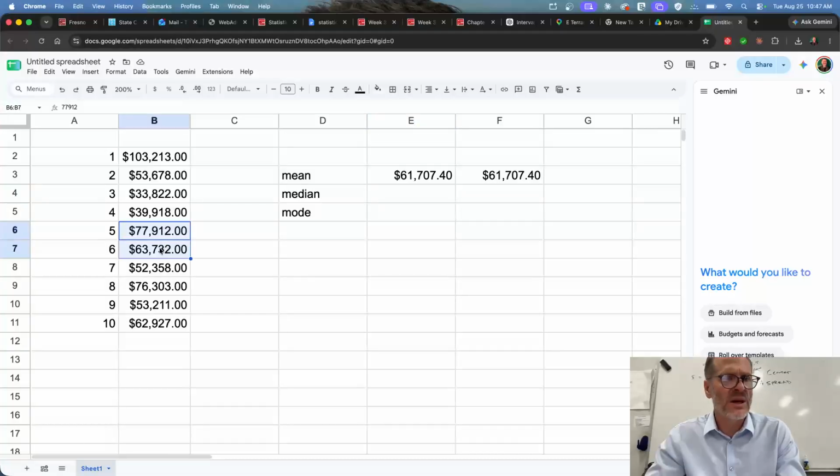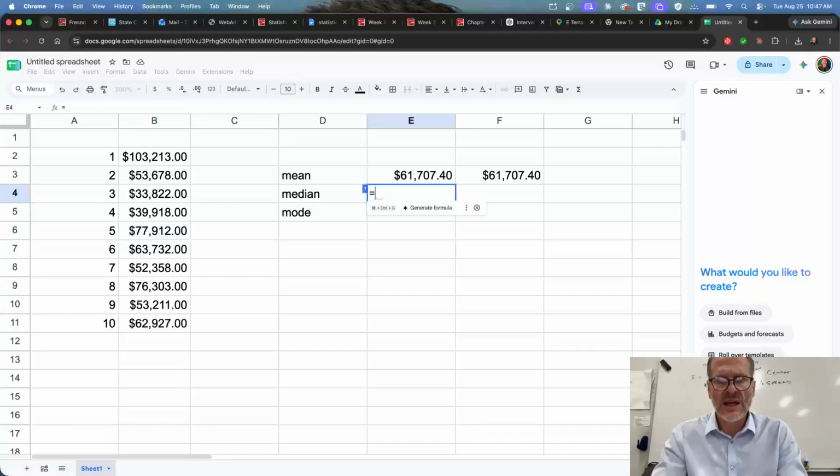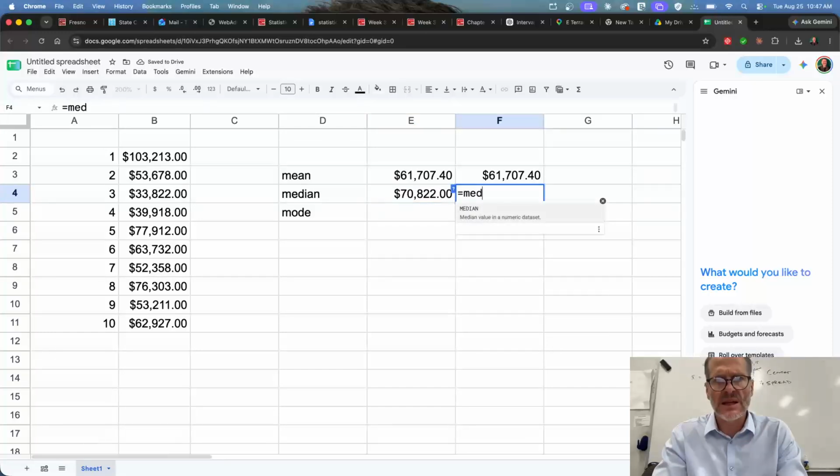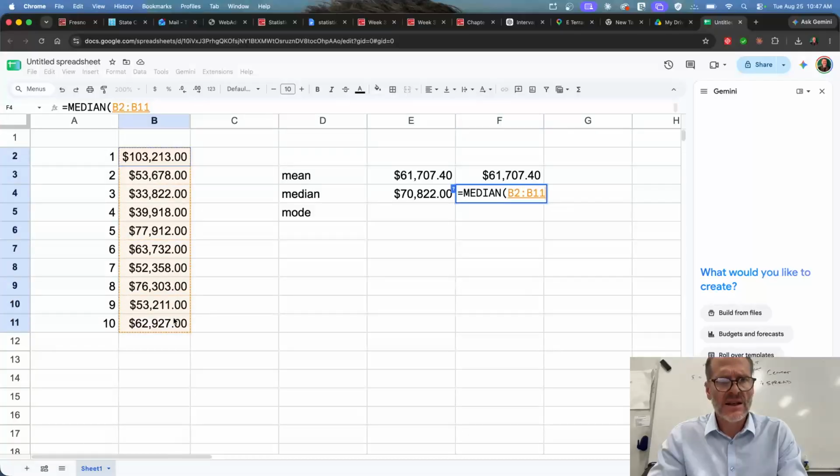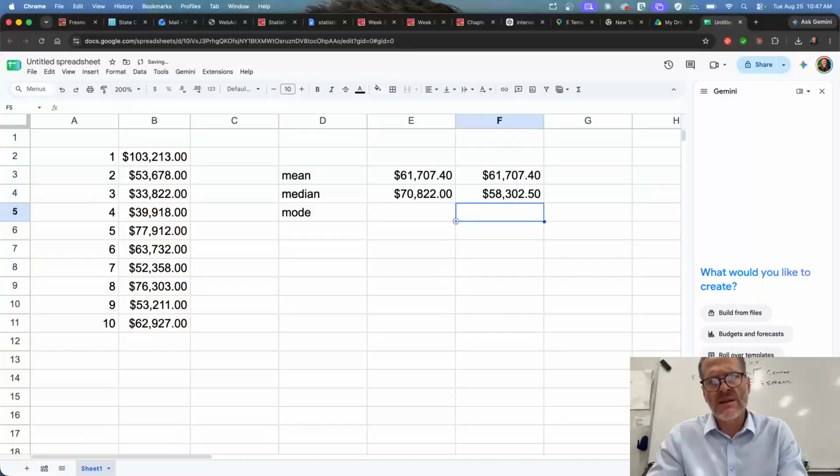Well, here are the two middle ones. On each side of those, there's 4 numbers on each side, right? So I could do equals this one plus this one, divide by 2. There we go. That's the manual way. Or I could just do median, and I could choose all these, and it gave me something totally different.